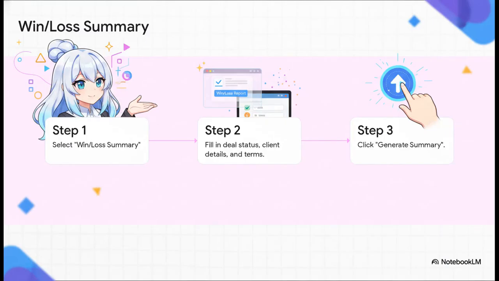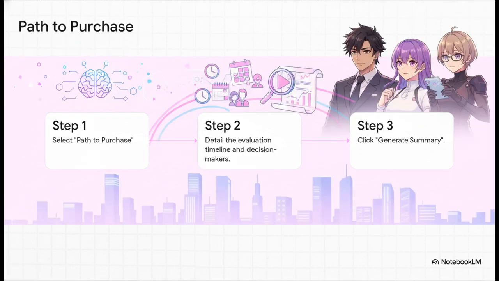Creating a win/loss summary? It is so straightforward. You just select it from the menu, fill in the key details about the deal, the status, the client, the terms, and then you just click Generate Summary. That's literally it. Now, for the path to purchase narrative, the process is just as simple. But here's a little tip. The more detail you can give it about the timeline, the decision makers, the evaluation criteria, the richer and more insightful that AI-generated story is going to be. Good info in means a great story out.